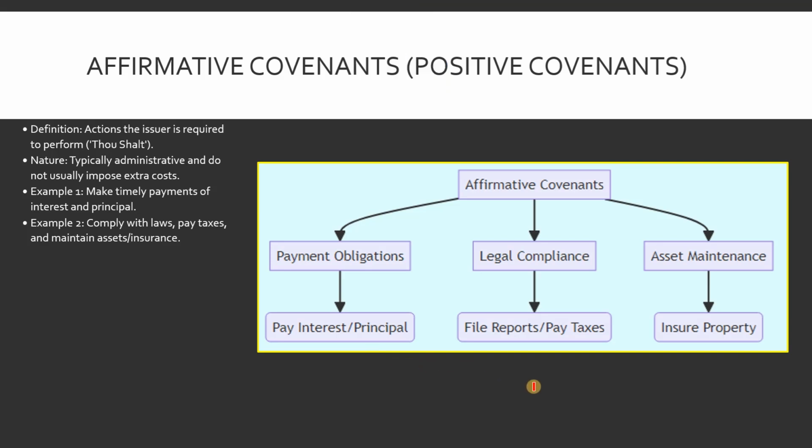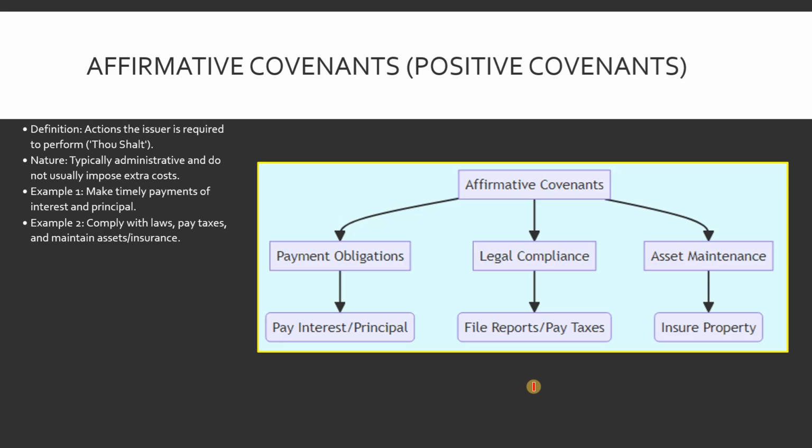So now let's talk about the affirmative covenants, which are the first type. These are called the thou shalt rules. They list the things the issuer promises to do. Generally, these are administrative and just good business practices. For instance, the issuer promises to actually pay the interest and principal on time. They also promise to follow the law, pay their corporate taxes, and maintain insurance on their factories. So these are the positive best practices they are promising.